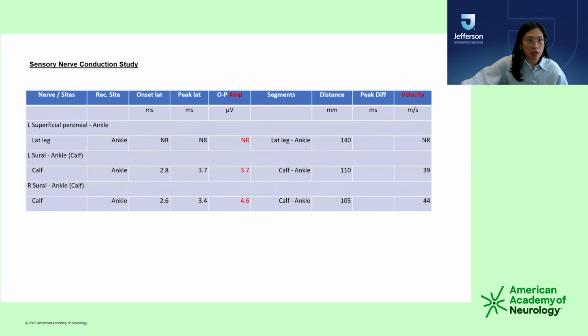And then we're going to go to the sensory nerve conduction studies. Similarly, just to orient you, this is the list of the nerves tested and where we're recording from. You can see that I've highlighted in red the abnormal values. His left superficial peroneal SNAP was absent. And then bilaterally, the amplitudes were a little bit diminished. Normal is 6. And his conduction velocities were essentially normal.